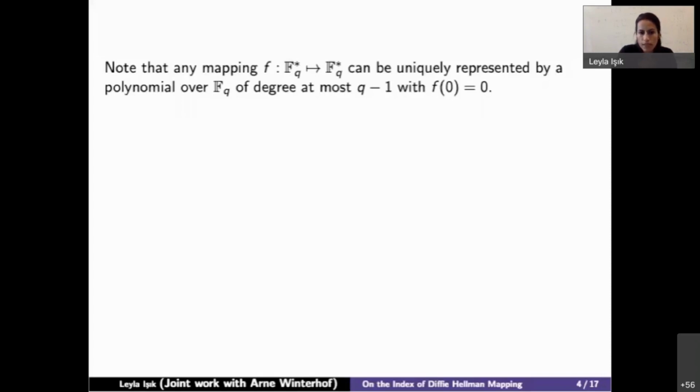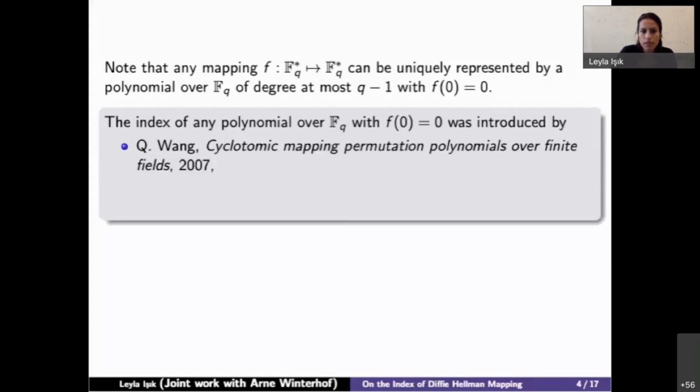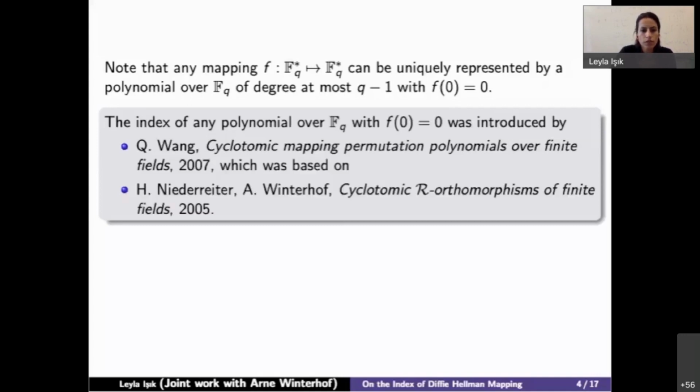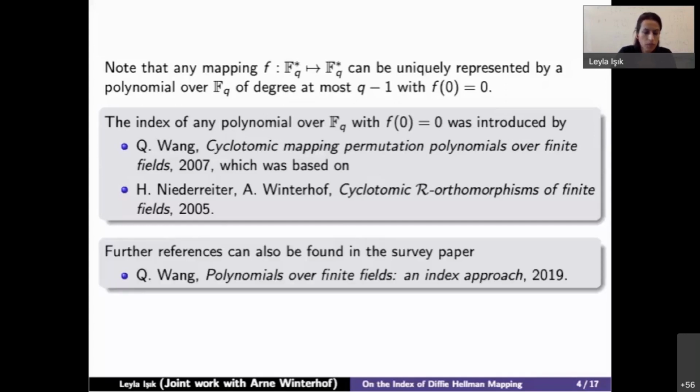Who first defined this index? The index of a polynomial over F_q with constant term 0 was first introduced by Stephen Wang in 2007 with this paper, which was based on the work of Niederreiter and Winterhoff published in 2005. For further references, one can check this paper of Stephen Wang, quite recently written in 2019. It's a survey paper about index.